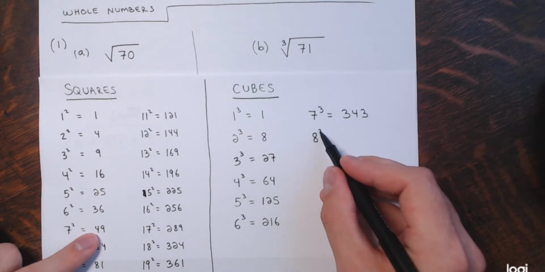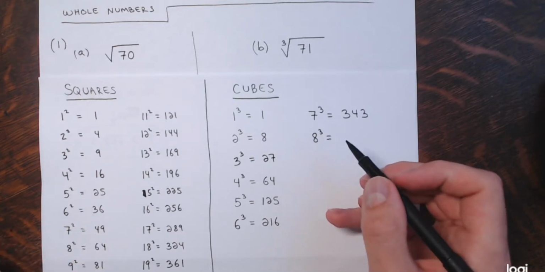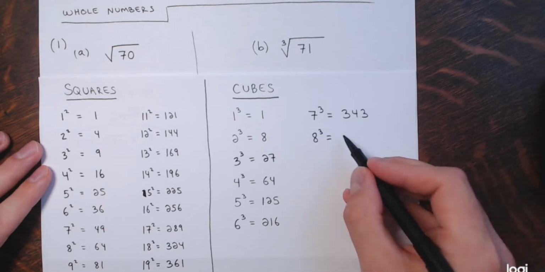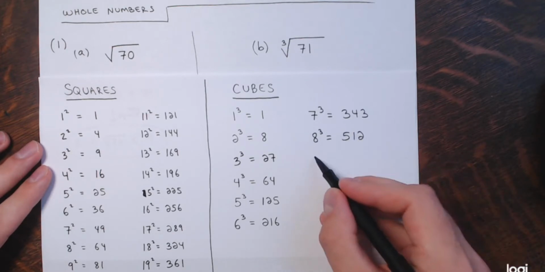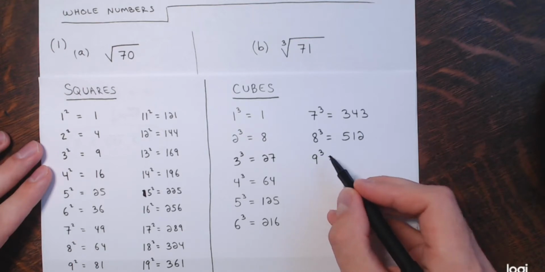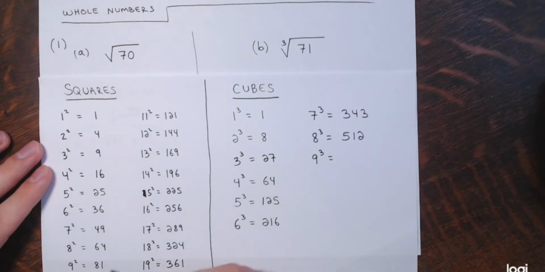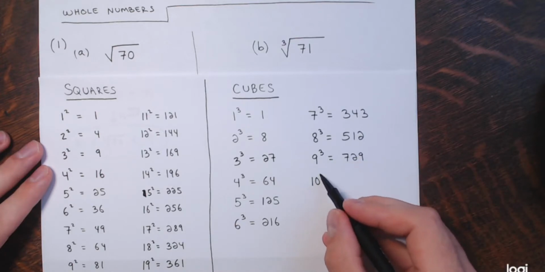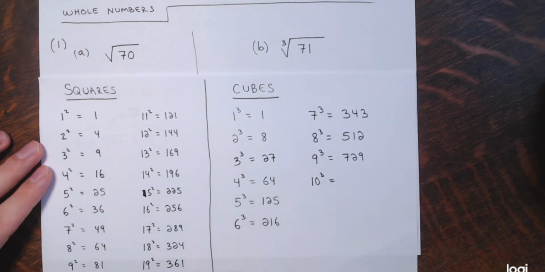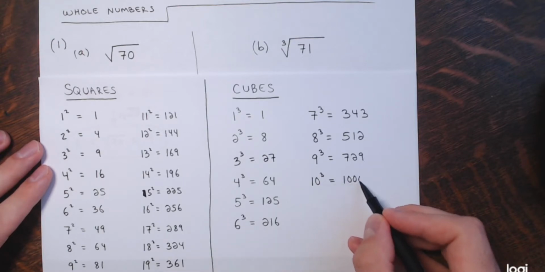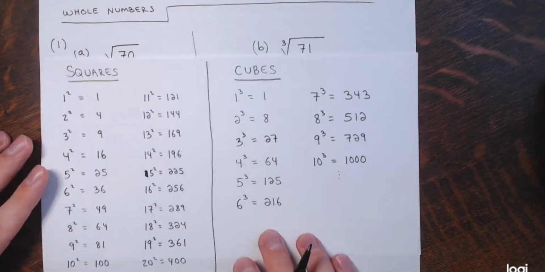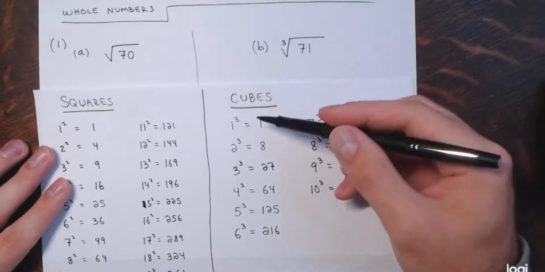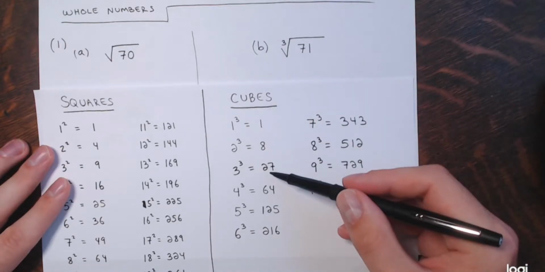8 cubed would be 64 times 8, right? 8 squared times 8 again. Would be 480 plus 32, 512. 9 cubed would be 9 squared times 9, so 81 times 9, 729. And then 10 cubed would be 100 times 10, or 1,000. And obviously that list can keep going. Same thing with the list of squares, but when we're trying to estimate a cube root, we're looking at our cubes, 1, 8, 27, 64, and so on.